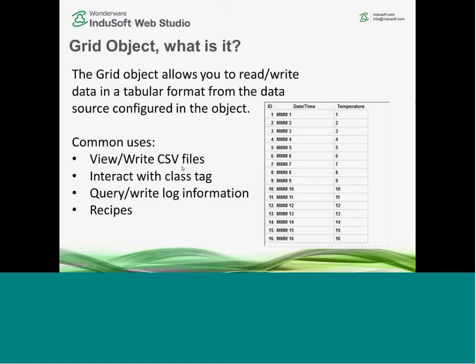If you're not familiar with what a CSV file is, it's often called comma-separated value or comma-separated variable file. And it's just a text file with commas in between what would normally be the columns or the fields, if you will. And sometimes it's used to interact with a class tag. Or with a database, you could query the database, you could write information to a database. We even have a webinar that we did recently, and there's a recording that I'll point you to on using the grid object to create and interact with recipes if you don't want to use our recipe functionality that's built in.